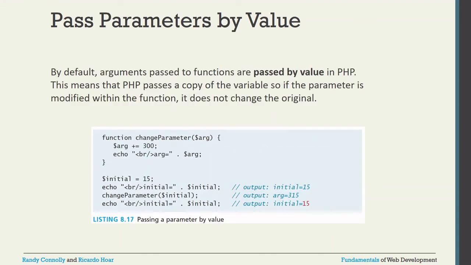In the same way, you already know about passing parameters by value. By default, any arguments passed to the function are passed by value in PHP. Which means that PHP passes a copy of the variable, so if the parameter is modified within the function, it does not change the original. Clear?